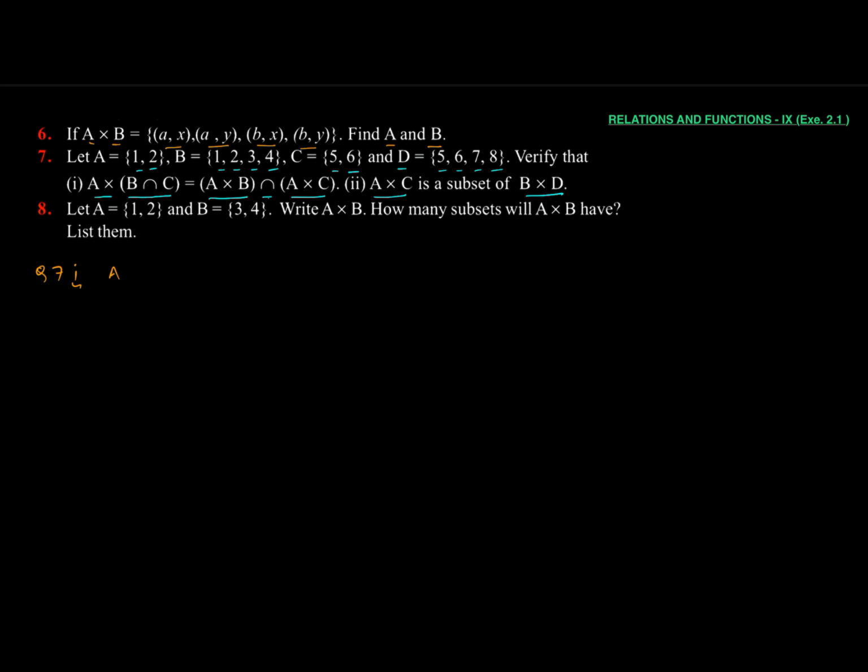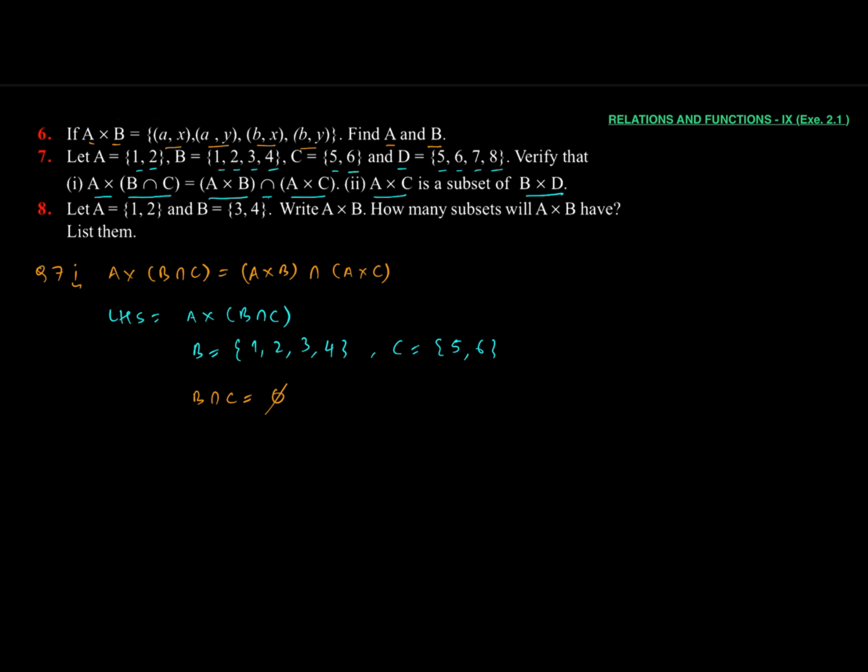The first part is we'll have to prove that A cross (B intersection C) is the same as (A cross B) intersection (A cross C). Now let us consider the left hand side of this equation, that is A cross (B intersection C). First of all, we'll be determining what B intersection C is. So here we are given the elements of B as 1, 2, 3 and 4, and the elements of set C are 5 and 6. In the intersection of two sets, we only take the common elements. So B and C have no common elements, so the intersection of these two sets will be an empty set.